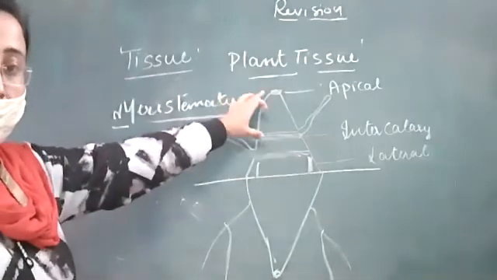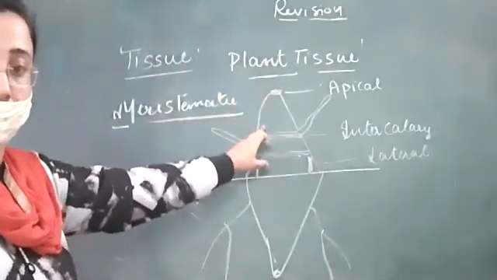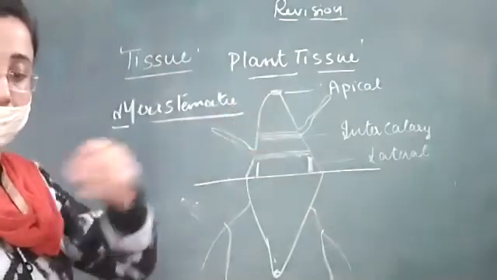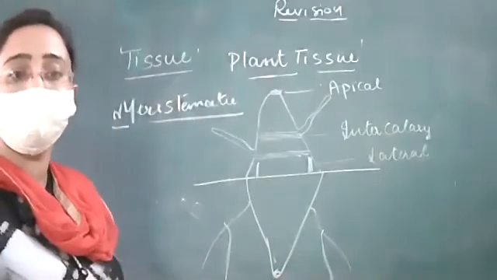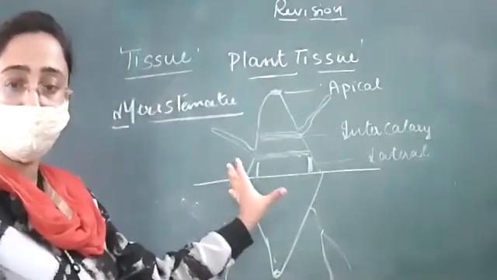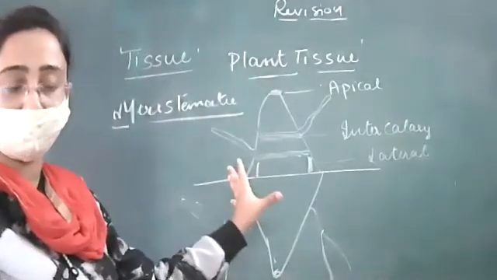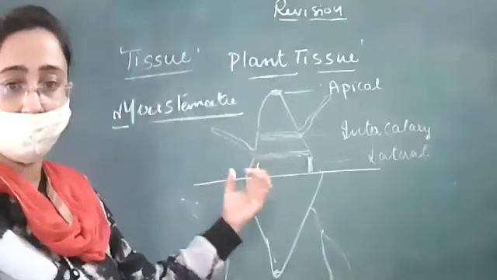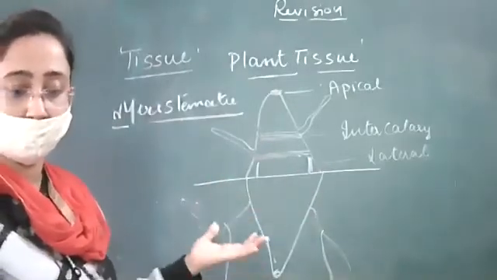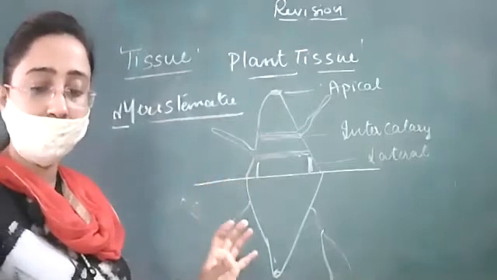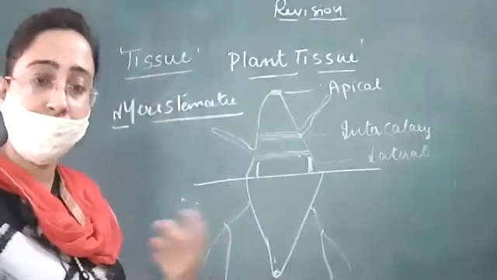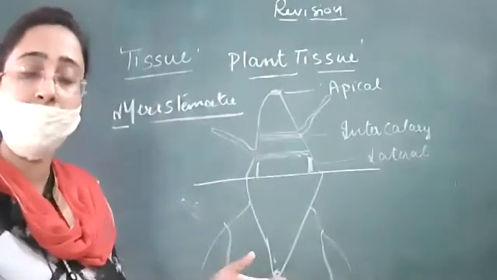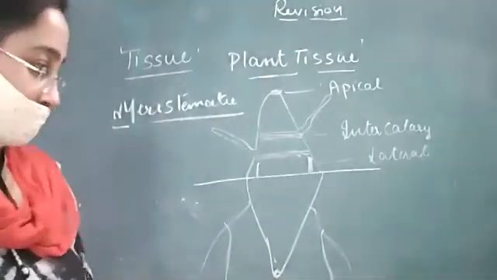Okay. So apical and this intercalary is basically for increasing length or height of the plant, and the lateral is for increasing the girth of the plant. That is width. Okay. I will just give you the brief again with the help of the diagram, and then we will discuss the question tomorrow.